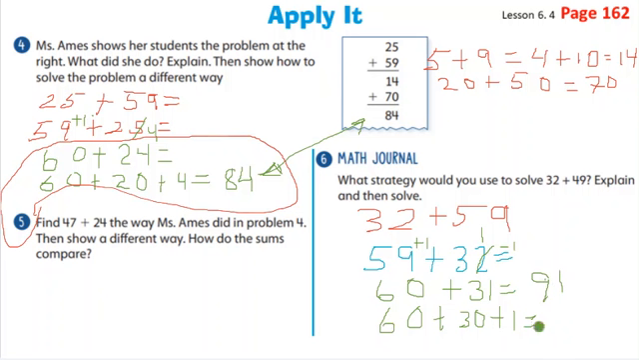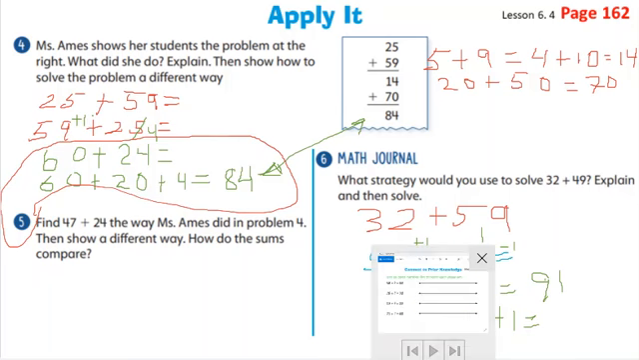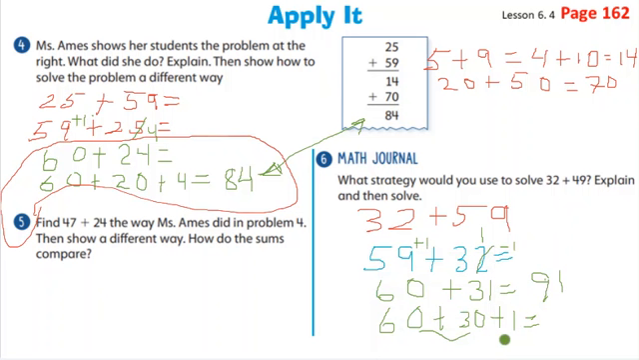I can verify it doing it this way here. 60 plus 30, so 6 tens plus 3 tens is 9 tens, so 90 plus 1. Let me try this again. So I'm going to say 90 plus 1 equals 91. So I just validated everything here.